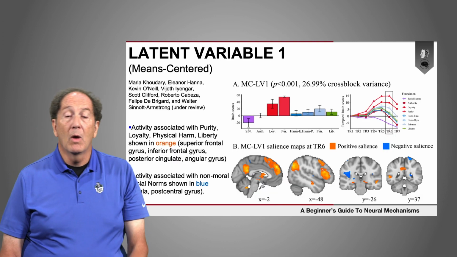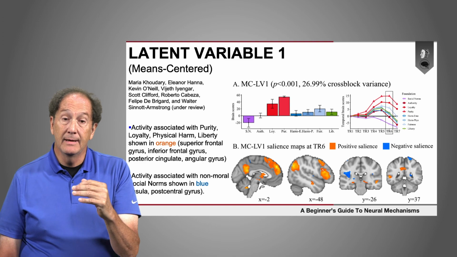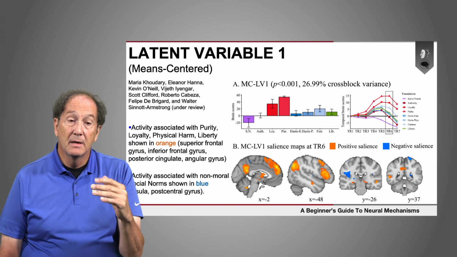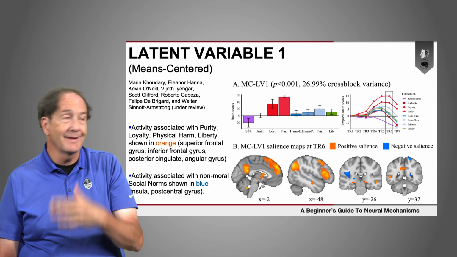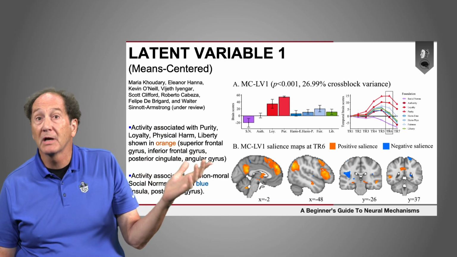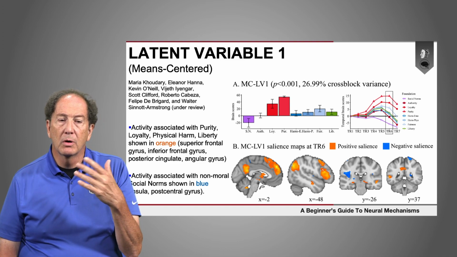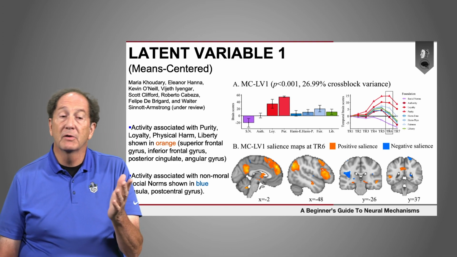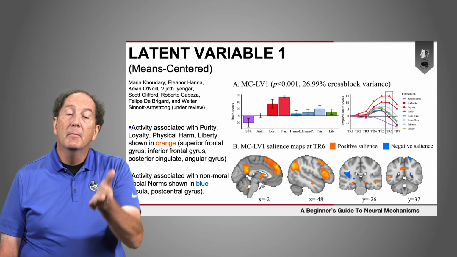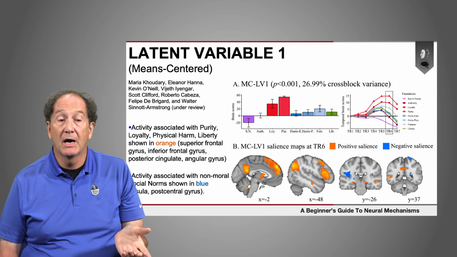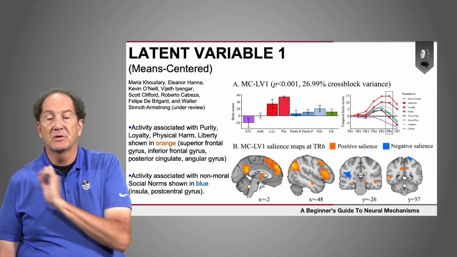Well, if you look at the lower right, what we found was that the areas associated with morality, that is, the moral foundations, were very different from the areas associated with non-moral social norms, like you shouldn't wear pajamas to work or to class. The areas associated with the moral foundations were superior frontal gyrus, inferior frontal gyrus, posterior cingulate, angular gyrus. You can look at the details in the paper, but for social norms, it was insula and postcentral gyrus. So you've already got the brain marking a distinction between these moral areas and the social norms.